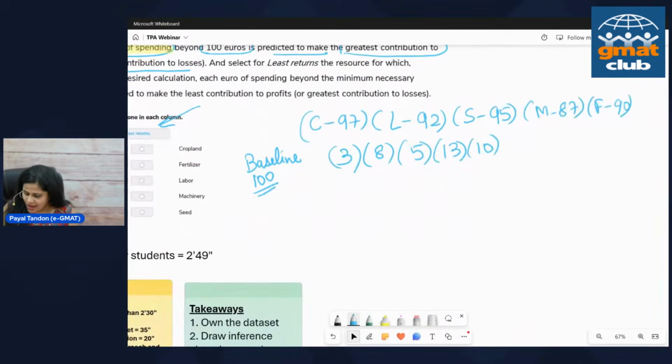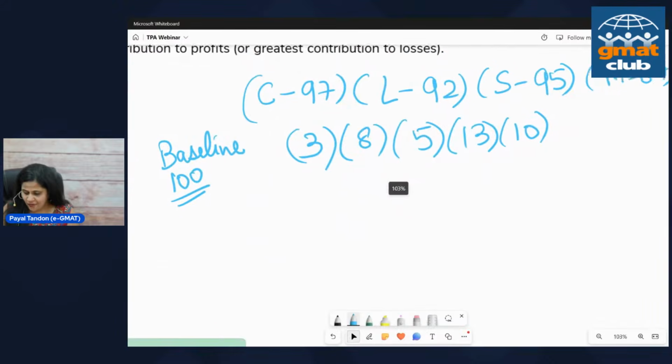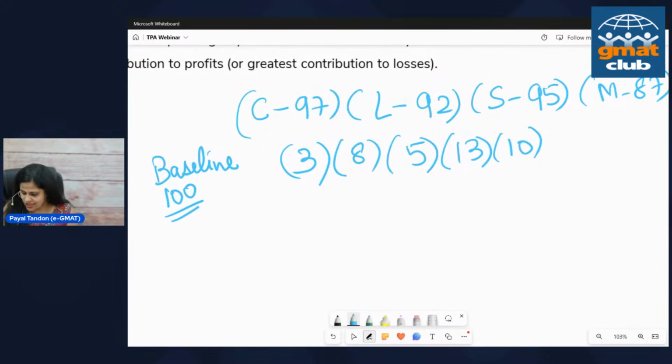Now, I have to maximize this and I have to minimize this. What I need to do is take a look at what is the smallest number over here and what is the largest number over here, because if I change the smallest and the largest and see the impact of that on the overall product, everything else is going to fall within that. Okay, so that's what I do.